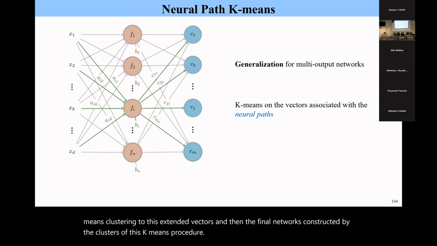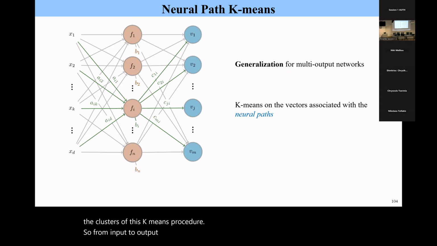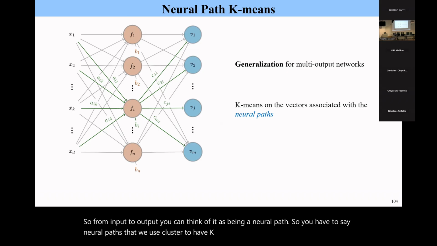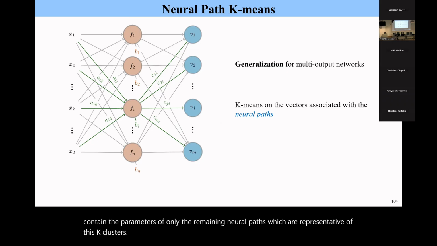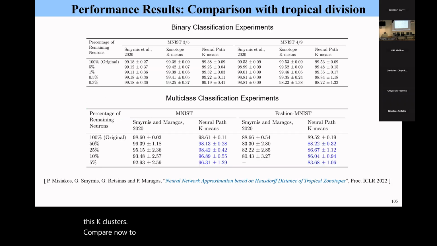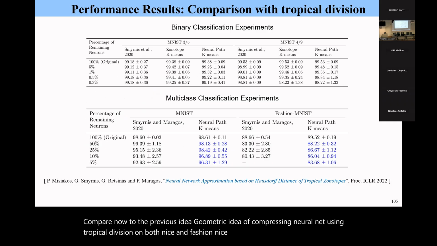So from input to output, you can think of it as being a neural path. So you have neural paths that you cluster to have only k of them, and the resulting network will contain the parameters of only the remaining neural paths which are representative of these k clusters. Compare now to the previous geometric idea of compressing neural nets using tropical division. On both MNIST and Fashion MNIST, definitely the neural path k-means performs much better. So we will stay with this method.